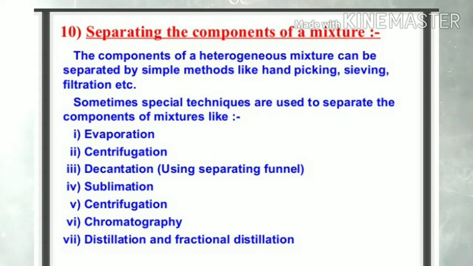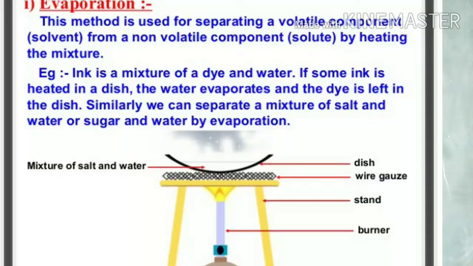The components of a heterogeneous mixture can be separated by simple methods like hand picking, sieving and filtration. But sometimes special techniques are needed to separate the components of a mixture. Example, evaporation, centrifugation, decantation, sublimation, chromatography, distillation and fractional distillation.